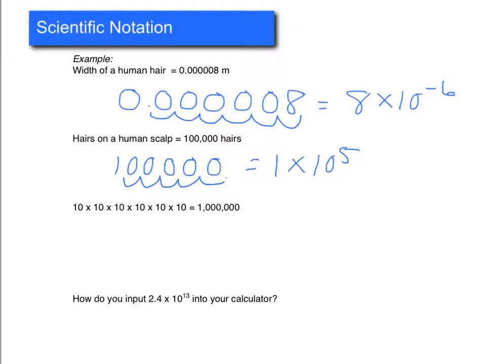One other way to think about this is it tells you how many factors of 10 or how many multiples of 10 are in a number. So 10 times 10 times 10 times 10 times 10 times 10 is 1 million. So that is 1, 2, 3, 4, 5, 6 tens. So 1 million is equal to 1 times 10 to the 6th, and we could have also figured that out by moving the decimal over and counting like we did in the previous example.